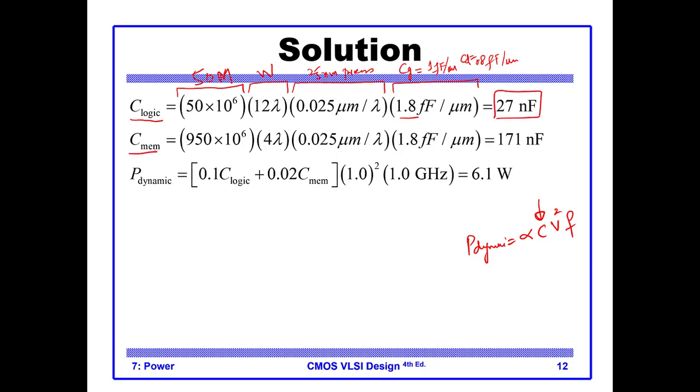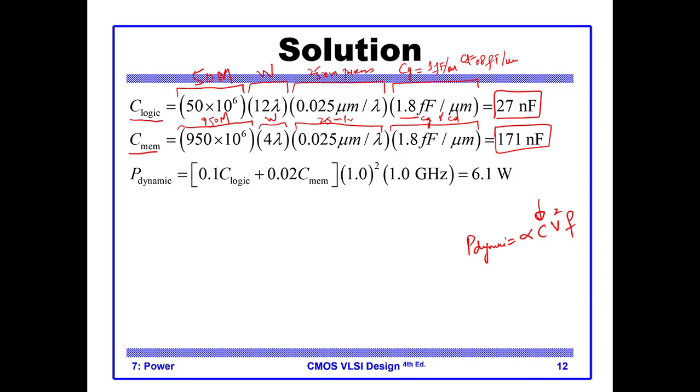Then we can calculate for memory, which was 950 million transistors. Each transistor has a width of W, in our 25 nanometer process, with our CG and CD. So overall we have 171 nanofarad as our total memory capacitance.